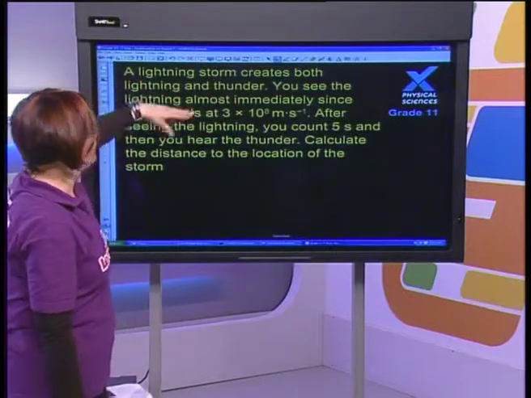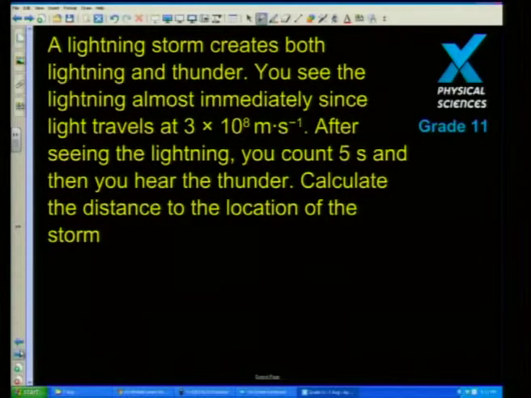A lightning storm creates both lightning and thunder. You can see the lightning almost immediately because light travels at 3 times 10 to the 8 meters per second, which is 300 kilometers per second. That's fast, okay? After seeing the lightning, you count 5 seconds, and then you hear the thunder. Calculate the distance to the location of the storm, really to where the lightning was, okay? It's also a good way to decide whether a storm's getting closer or further away from you, especially if you're worried about lightning, okay?